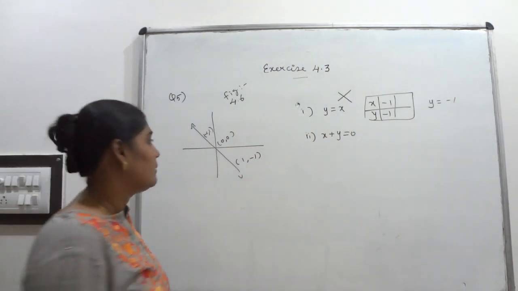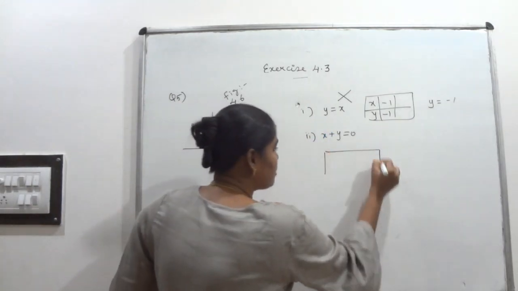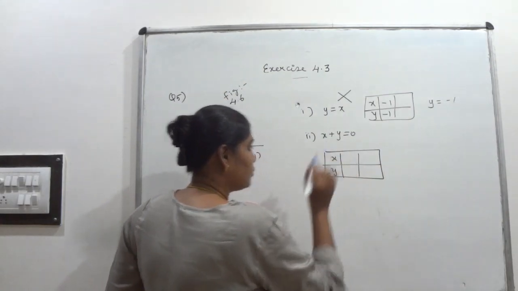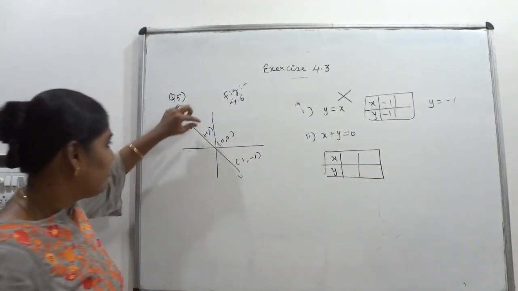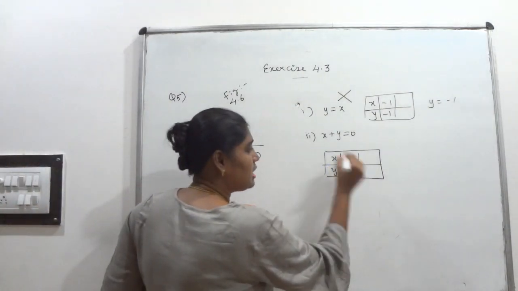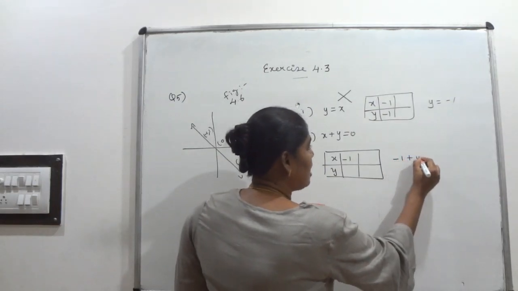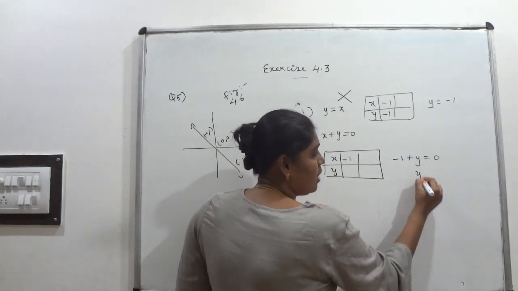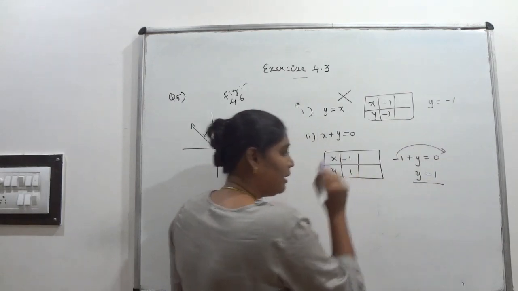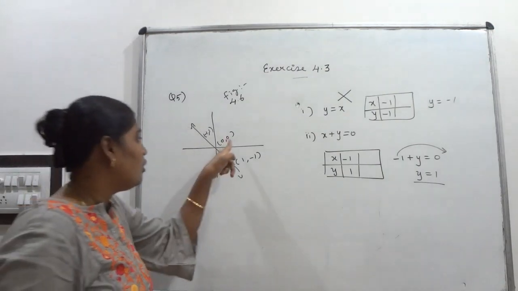Go for the next one: x plus y equal to 0. For this one also you have to draw the table. Let us see whether this equation is suitable or not for the given points, minus 1 and plus 1. So I am keeping the x value as minus 1. Minus 1 plus y equal to 0, so y equal to minus 1 goes that side, plus 1. What is the y value that came? Plus 1. Yes, this point is right: minus 1 comma 1.